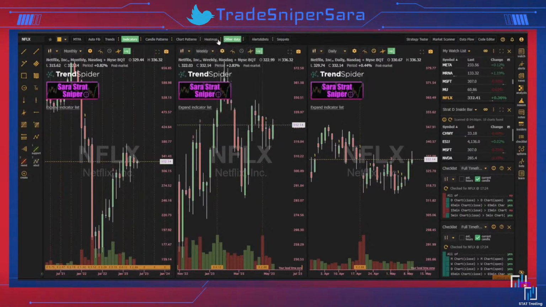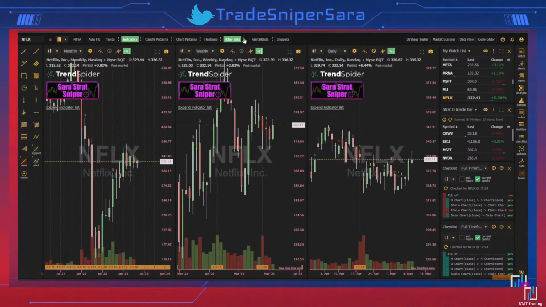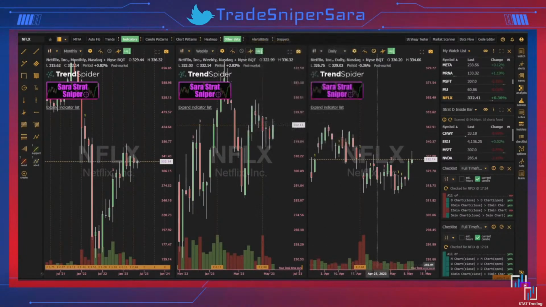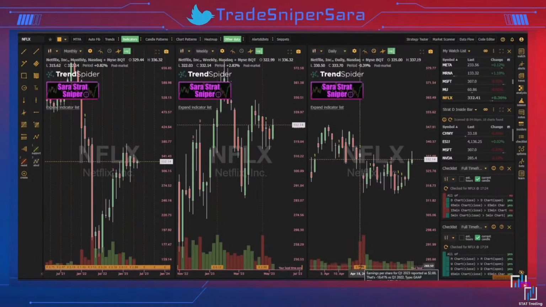I don't use heat map. Not entirely sure what it is. Like I said, I pretty much use the bare bones of this platform. Other data, I just want to know when earnings are. So I have my earnings on, and then you'll see at the bottom of the screen, it shows up as a little E. So that's handy.